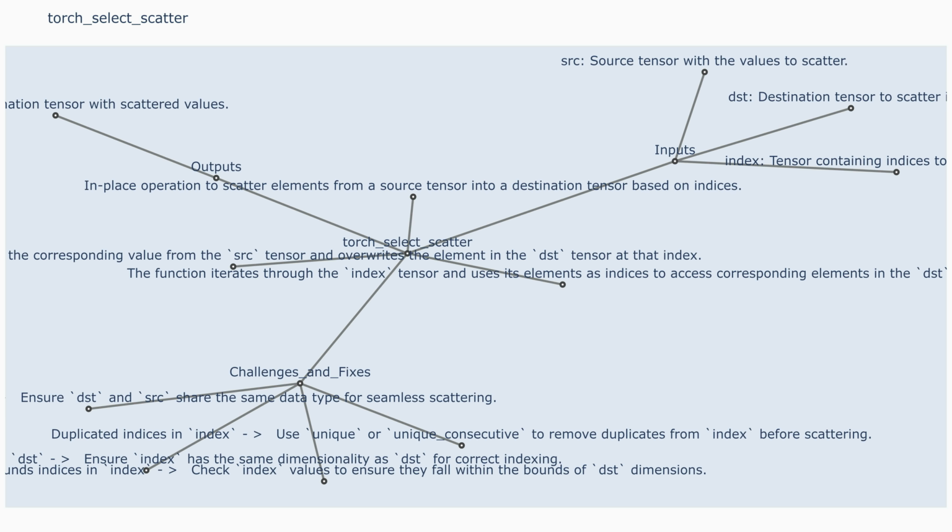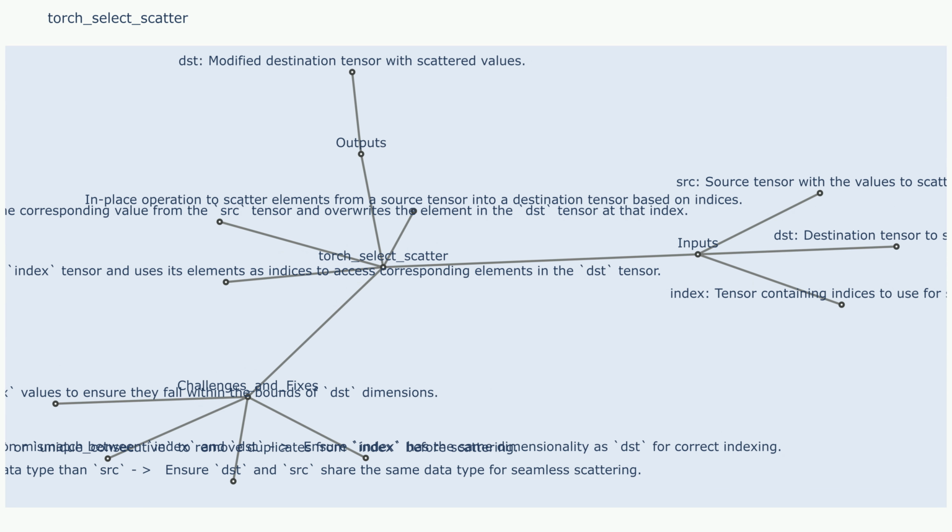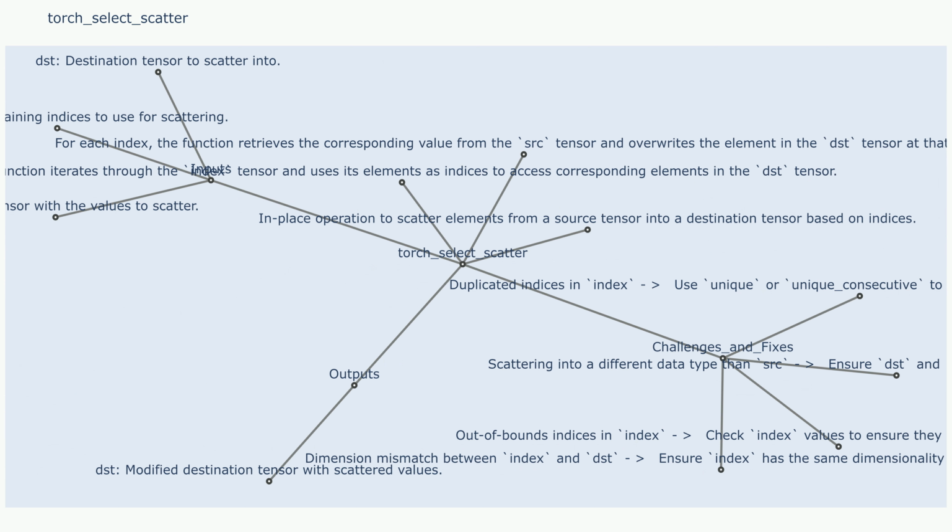Torch select scatter. Description. The torch select scatter function is a PyTorch operation used to perform a selective scatter operation. It allows you to update specific elements of a tensor based on a set of indices. This function effectively combines the functionality of selecting elements and scattering updates. Inputs. Input 1: input tensor, the original tensor that you want to modify. This tensor will be updated with the values from the source tensor at the specified indices.